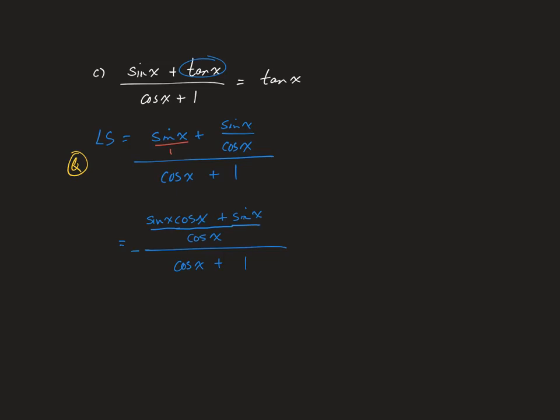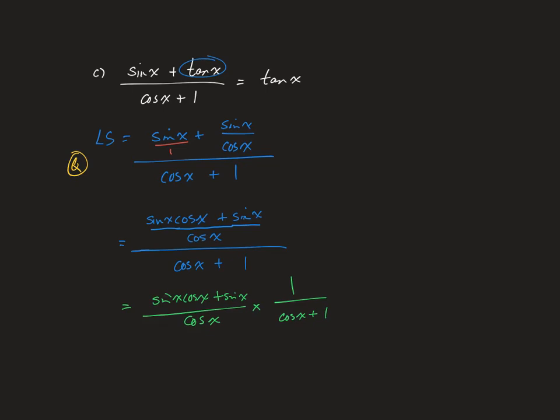Notice I may need to extend some of my fraction lines to make sure I can clearly see my dominant fraction line. Okay, I got to that point. I haven't fully simplified yet. So I now have a fraction divided by cos x plus 1. That would be the same thing as this line: sine x cos x plus sine x all over cos x, times 1 over cos x plus 1.